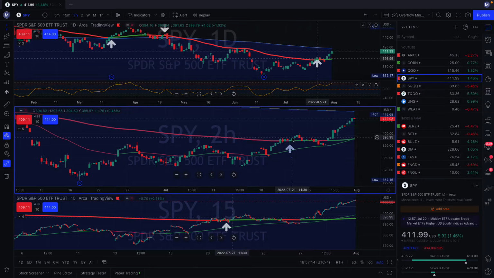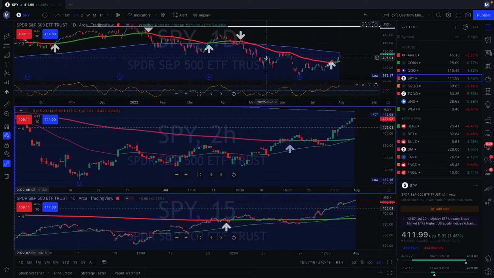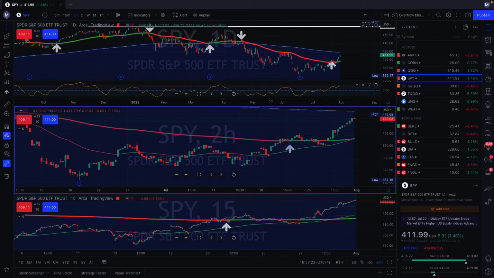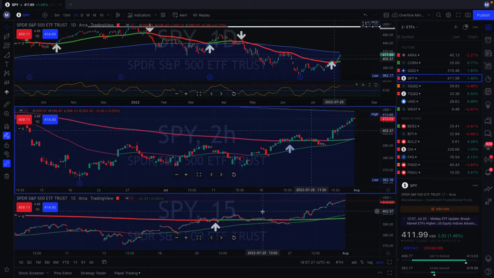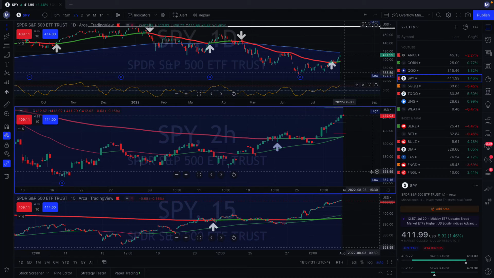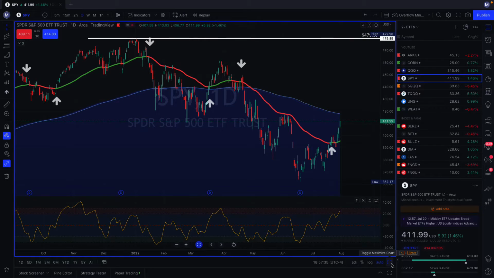So what we're going to do is just take a look at SPY here. Let me pull up the SPY. I'm just going to pull up the daily chart. On the screen, you'll see I have the daily, the 2-hour, and the 15-minute chart. This is for multi-time frame analysis of the SPY. So we're going to start with the daily. Up here, I'm going to expand that, take a look at it.